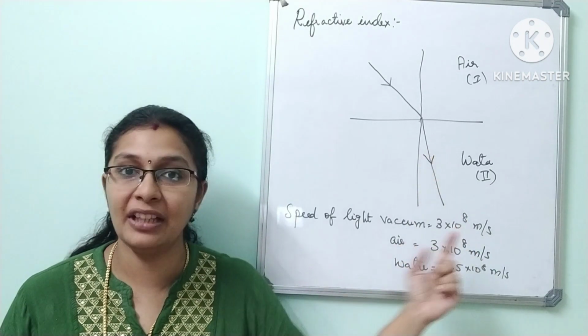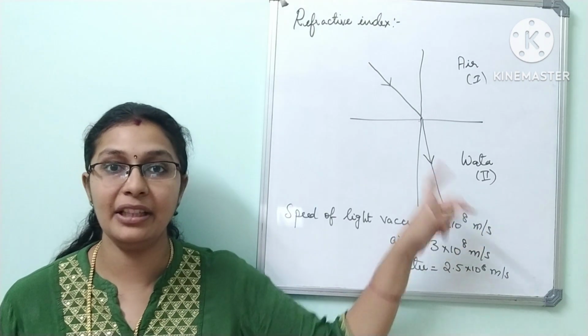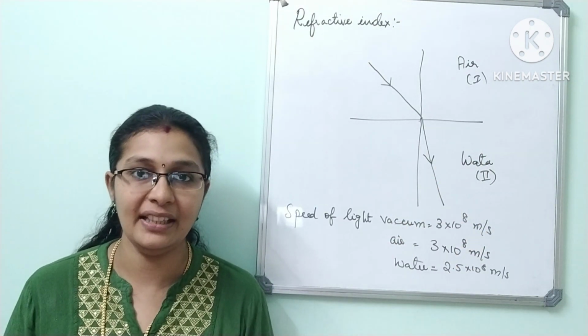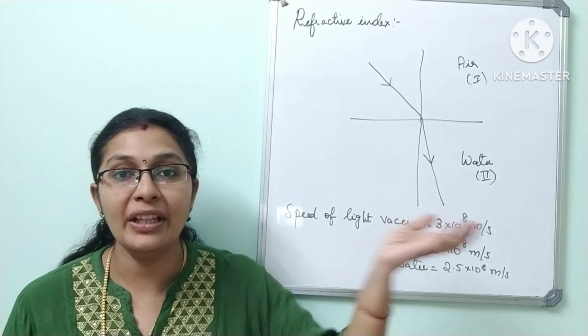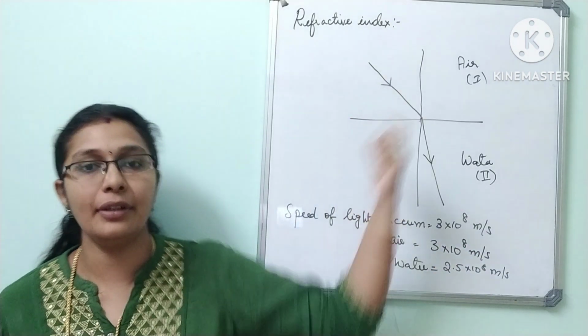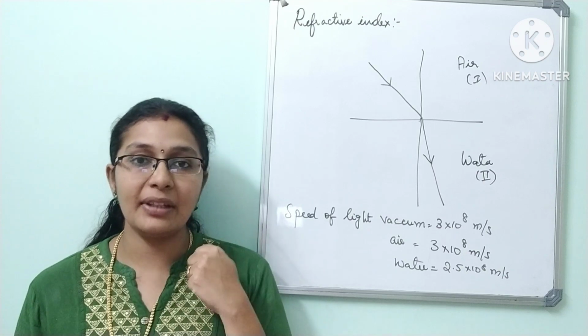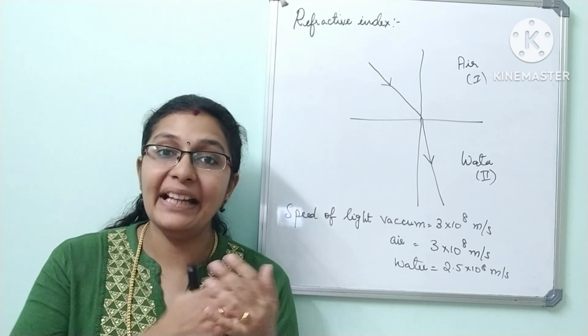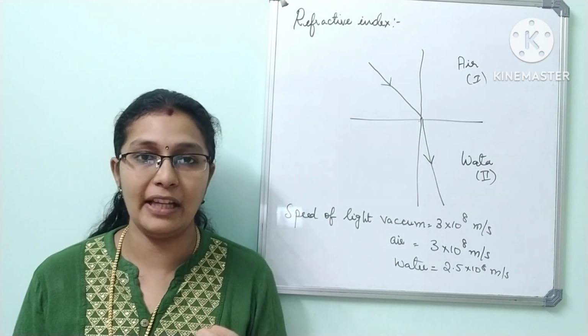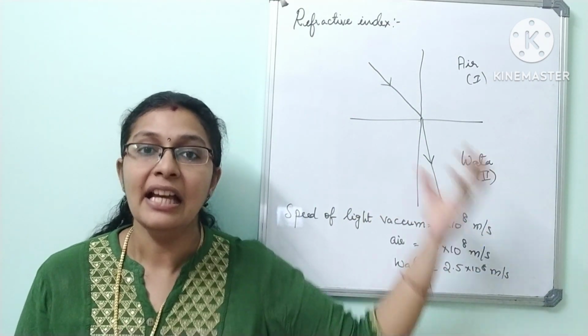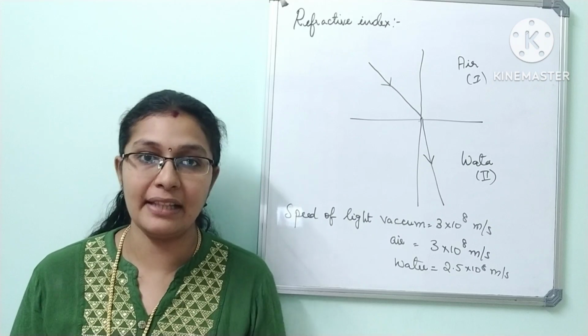Because the speed of the light is reduced in the second medium when compared to the first medium, right? Yes, that is why the bending takes place. So how much extent it is bending is nothing but refractive index. So from this you can learn that if the bending is more, you will have refractive index as more value. If the bending is less, the refractive index value will be less.